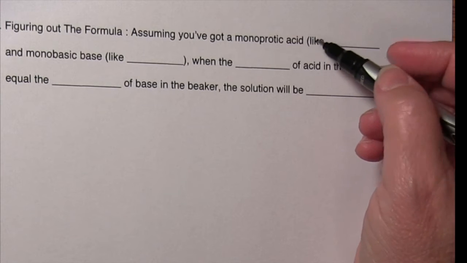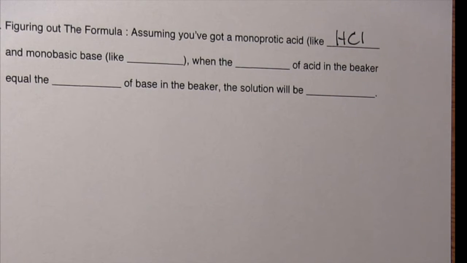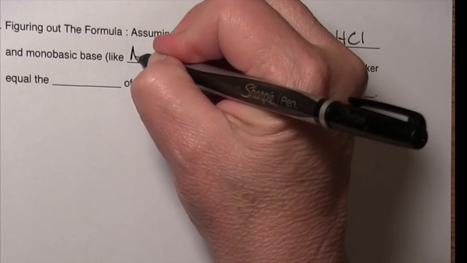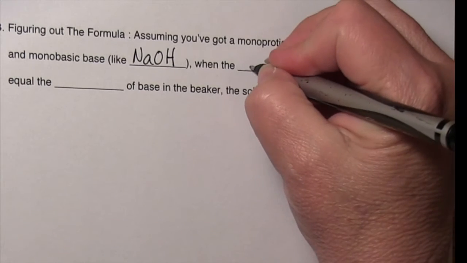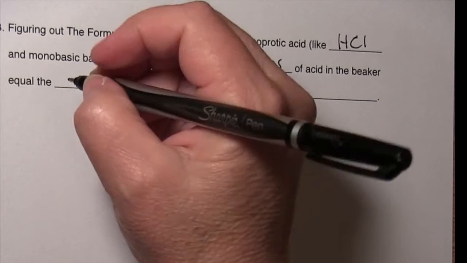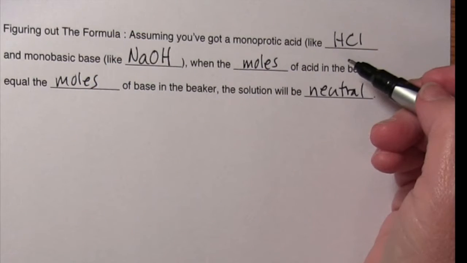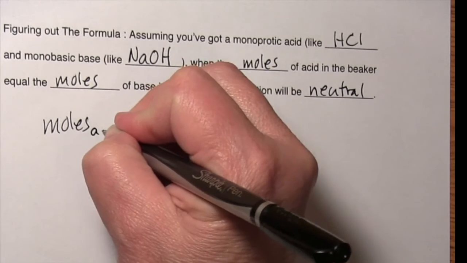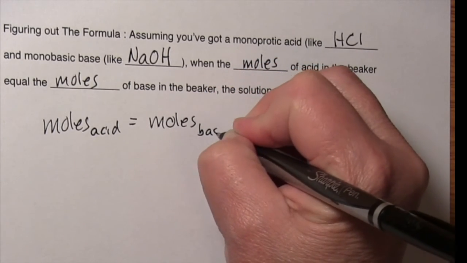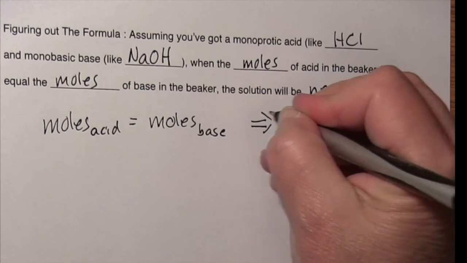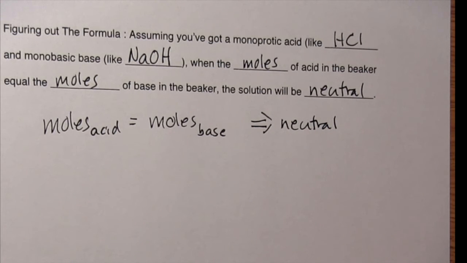So assuming that we've got a monoprotic acid like HCl or HNO3, one that has one hydrogen out in front, and a monobasic base like NaOH, so we've got just one hydroxide. If that's true, then when the moles of acid in the beaker equals the moles of base in the beaker, the solution will be neutral. So now we can put those two ideas together that we saw. To rewrite this, I'm going to say moles of acid equals moles of base. When that is true, that means that we've got a neutral solution. So universal indicator will be green, or phenolphthalein will be just a tiny, tiny bit pink.